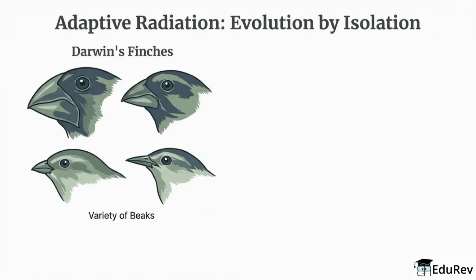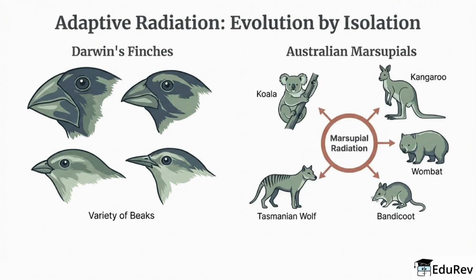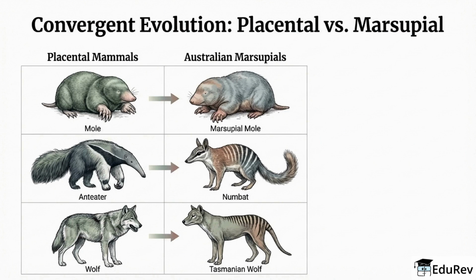Darwin's finches evolved a variety of beak shapes for different feeding niches, and Australian marsupials like kangaroos, bandicoots, and the Tasmanian wolf filled diverse ecological roles. Convergent evolution produces similar body plans in unrelated groups that occupy similar ecological niches. Examples include comparable ant-eater-like or wolf-like forms evolving independently in placental mammals and Australian marsupials.